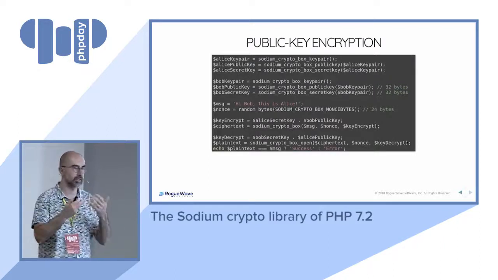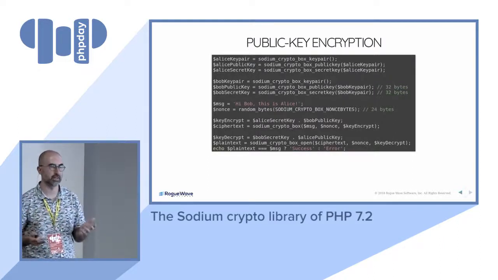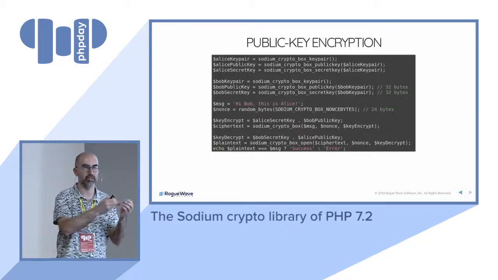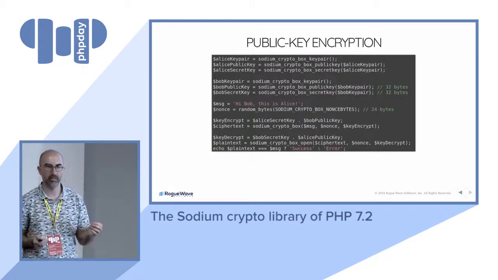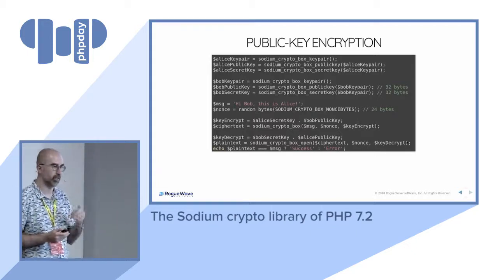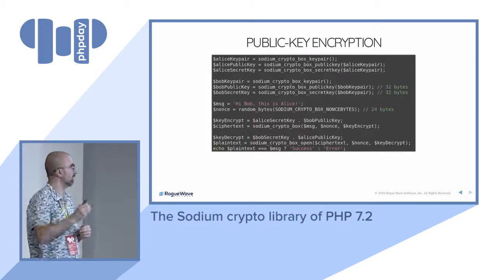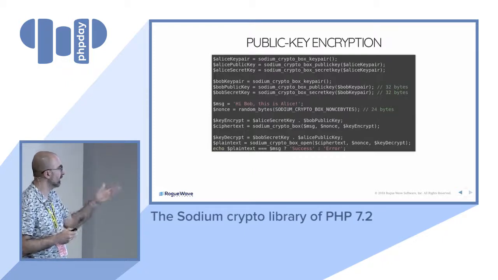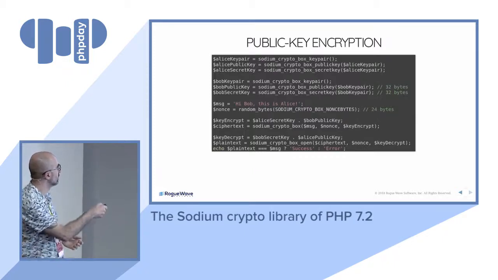So if you want to send something, in the example of Alice and Bob, if Alice wants to send a message to Bob, she needs to use the secret key of Alice and the public key of Bob. So here is an example. You have Alice and Bob. We generate the public and the secret key.